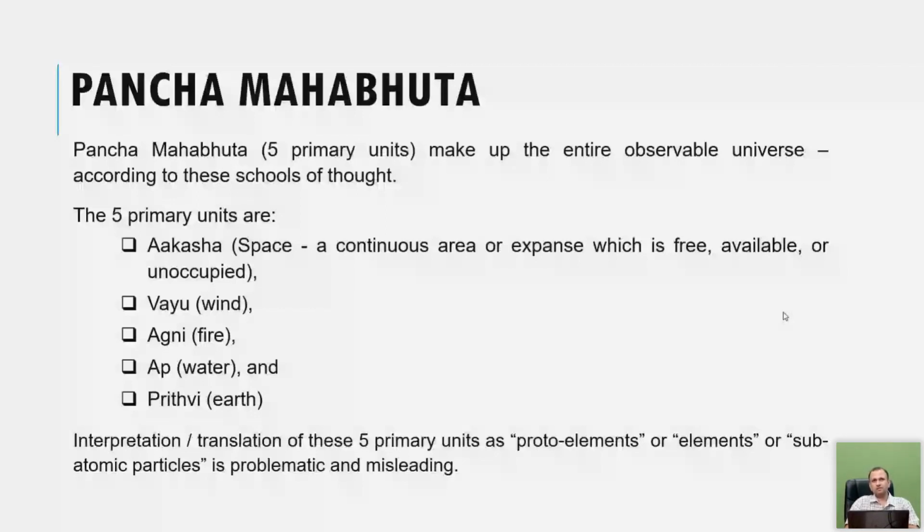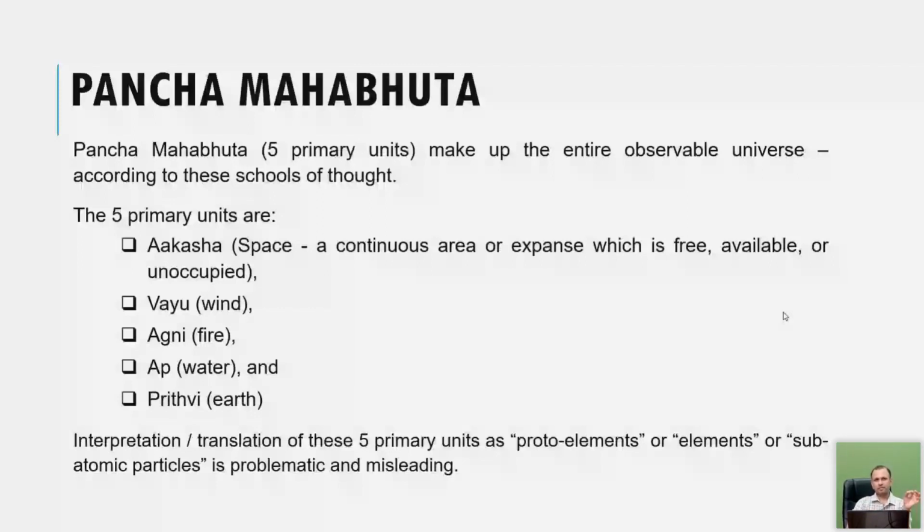Akasha is translated as space, but this is not something related to outer space. This is a continuous area or expanse which is free, available, unoccupied or empty. That is the meaning of Akasha. Vayu is wind, Agni is fire, Up is water, and Prithvi is earth.